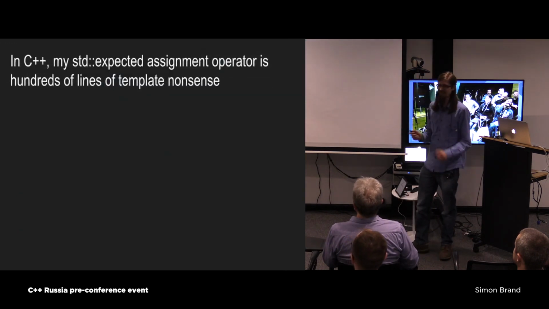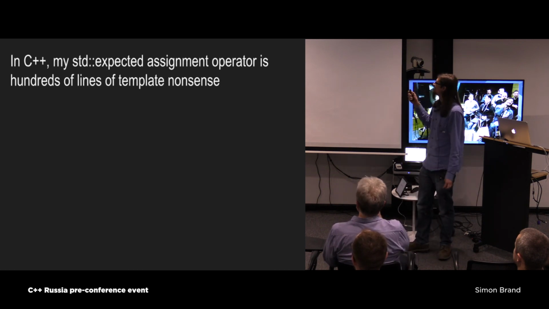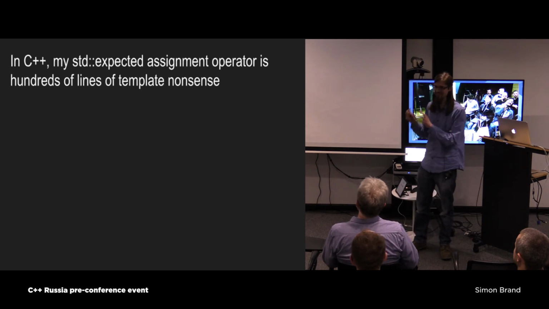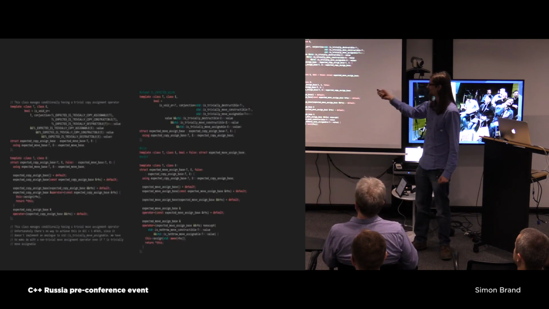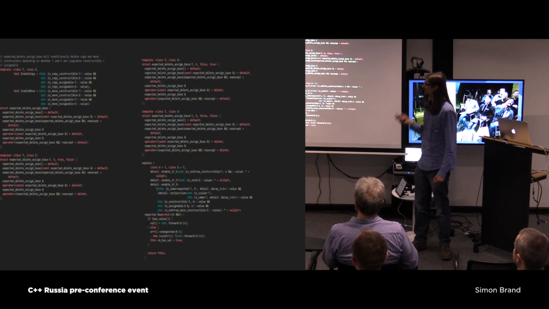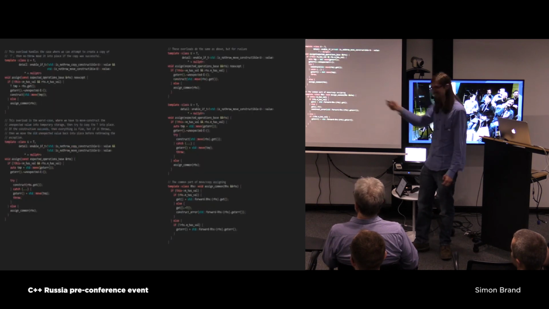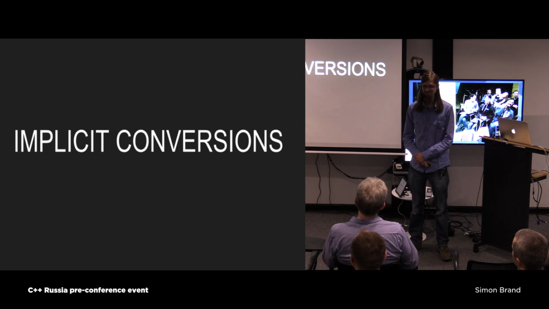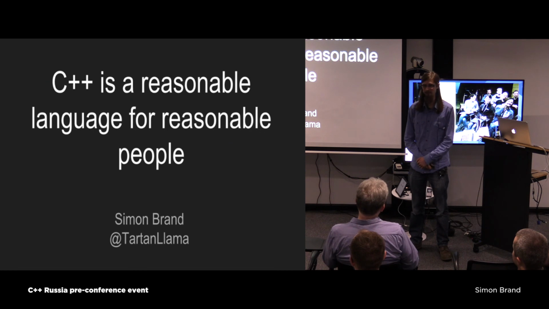In C++, my std expected assignment operator, I implemented std expected, is hundreds of lines of template nonsense. You might think, surely it can't be hundreds of lines just for the assignment operator. But this is some of it, and this is some more, and maybe you get the idea. C++ is great. Even more, implicit conversions. C++. C++ is a reasonable language for reasonable people. Thank you.